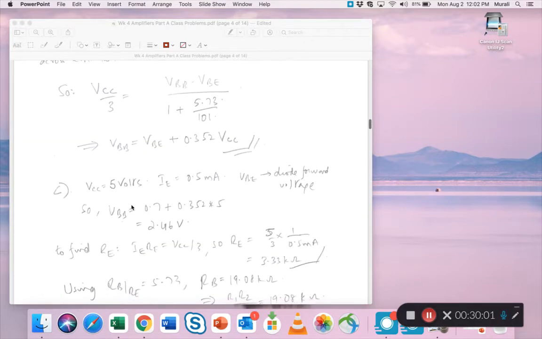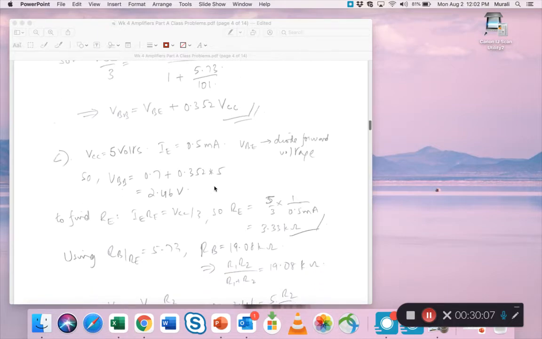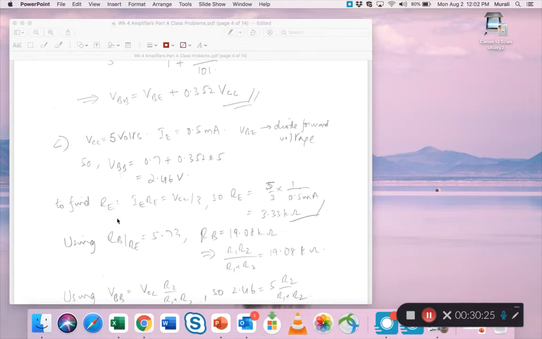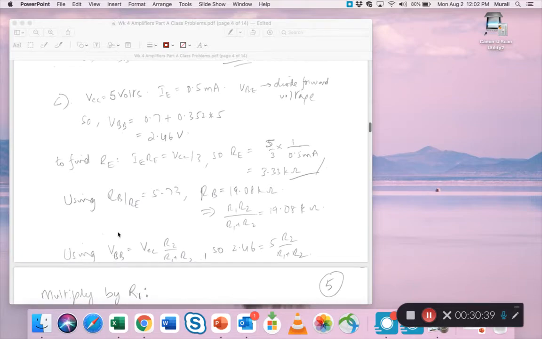Now part C, if VCC is given to be 5 volts and IE must be 0.5 milliamps. Now VBE, remember, is just the diode forward drop, which is 0.7 volts always. So we can write this equation and we come up with 2.46 for VBB. To find RE, you can use this. IE RE is VCC by 3, so RE equals this calculation, and gives you 3.33. Now using RB by RE is 5.73, you can find RB also.